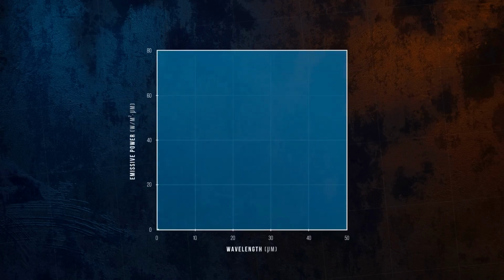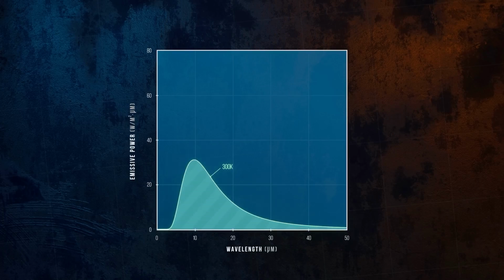We can calculate the energy radiated using a formula called the Stefan-Boltzmann law. This law tells us that the hotter an object, the more energy it radiates. So if you double the temperature of an object, it will radiate 16 times more energy.